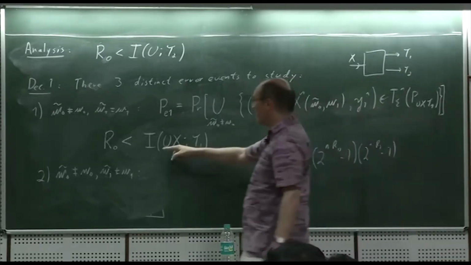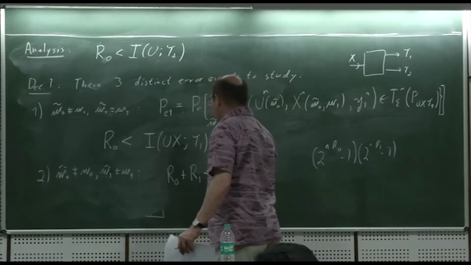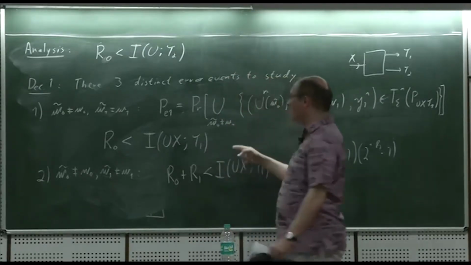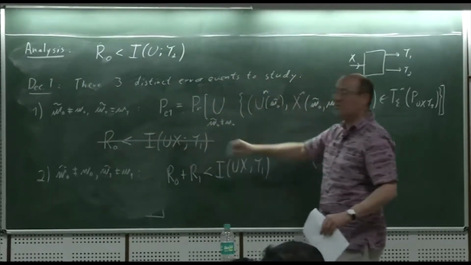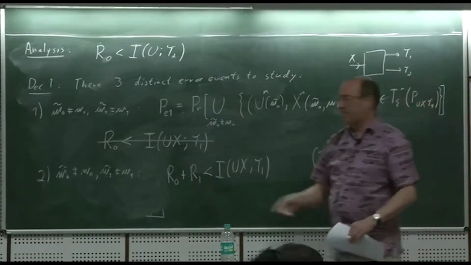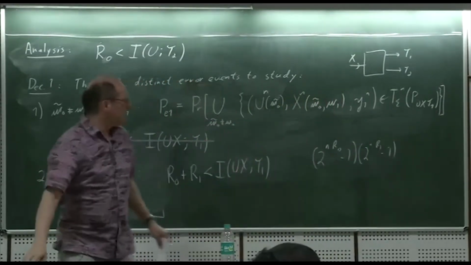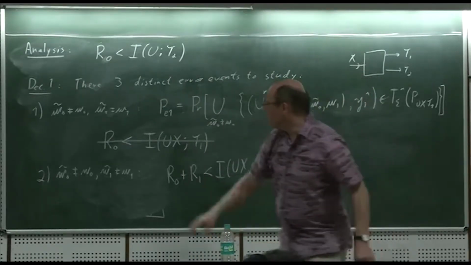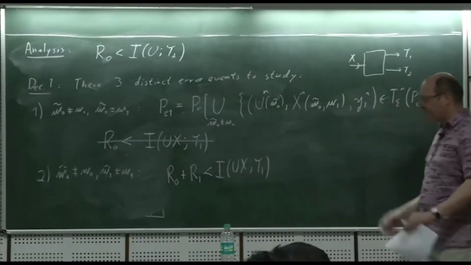So the bound we'll get is the same bound as here, but R0 plus R1 less than I(U,X;Y1). And of course now we see this bound is redundant, so we don't need it, because this bound is tighter than that bound. Okay, there are different error events, but there's still one bound. There are just many more of these events than those, exponentially many more.